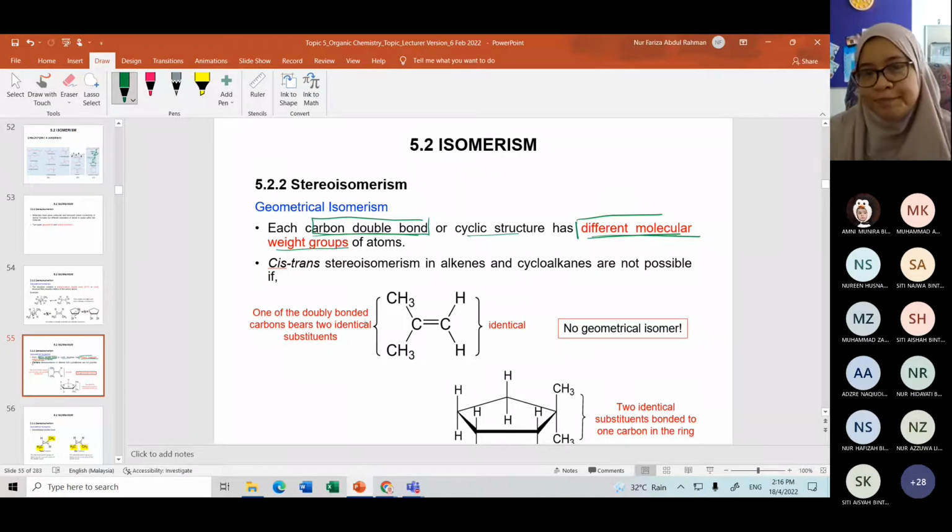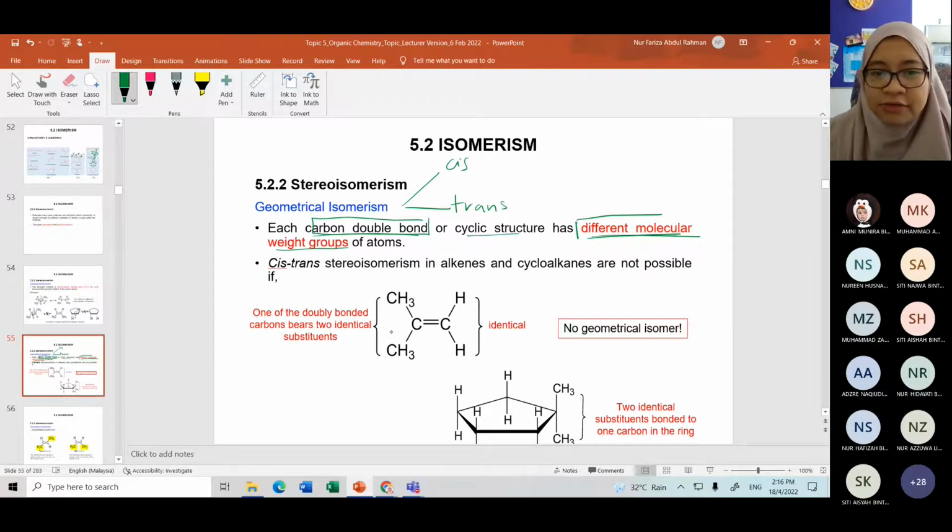That is the second condition. First, to have C double bond C or cyclic form. Secondly, for the C double bond C, each carbon should be attached to two different group of atom. That is the second rule. If these two are obeyed, that means it will have geometrical isomerism. The isomers will be in cis or in trans form.